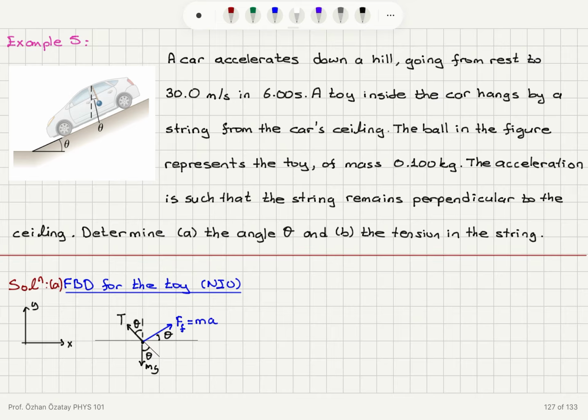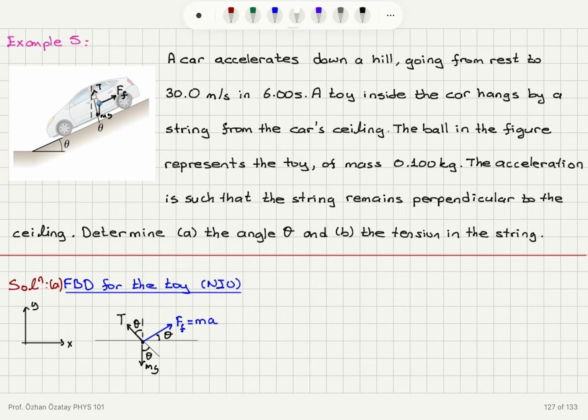There will be a weight of the toy that is pointing down. So this is going to be mg pointing down. There is the tension in the string. And because we are in an accelerating reference frame, the acceleration is downward. There will be the fictitious force in the upward direction.